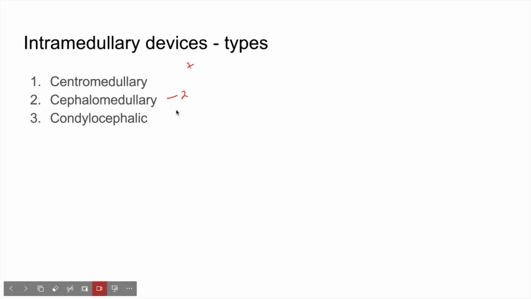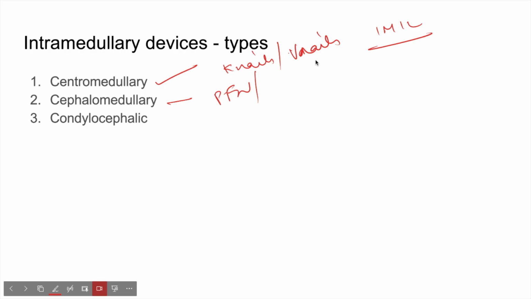So we have three types of nails. First, the centromedullary nail, which includes the first generation nails like K nails and nails which pass through the center of the canal, all through the canal, for example K nails, V nails, and some of the medullary interlocking nails. Second, we have cephalomedullary nails like the PFN, where we usually put in a locking screw to fix the proximal end or distal end of the long bones, called the cephalomedullary nail.